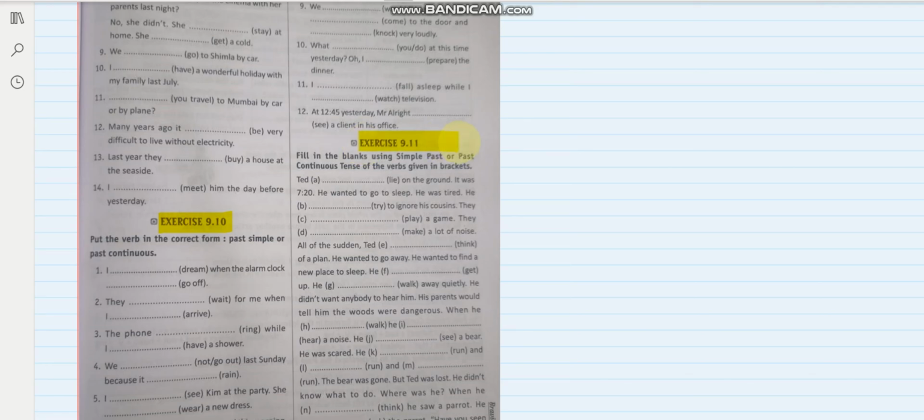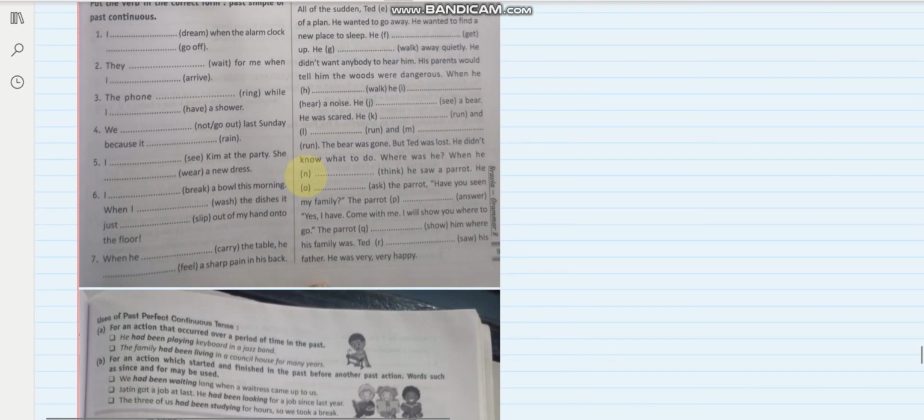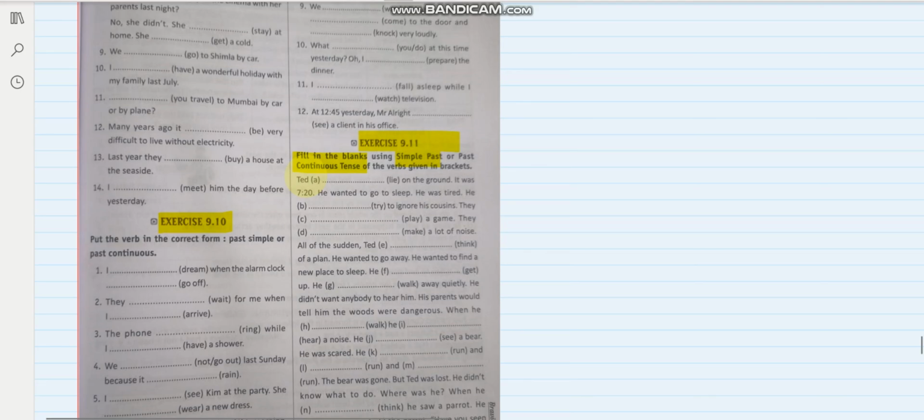Similarly, exercise 9.11 you have to do. Here the verbs are given in the brackets and whichever is suitable, simple past or past continuous tense, whichever you feel is suitable should be inserted. And we'll be discussing the answers in my Zoom class. So I hope you have understood it and you will try to complete it.